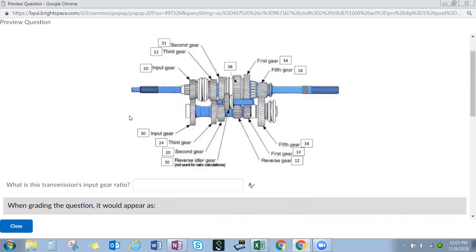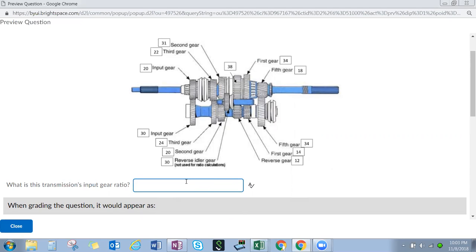As we come up to our problem here, it's asking for the input ratio, so we know that this is the drive gear and this is our driven gear. This gear is turning this counter shaft gear. So that means this is our drive gear and this is our driven gear. And our formula is driven over drive. So our driven teeth should be 30 over our drive teeth, which is 20. So you do the math, you come up with 1.5 to 1 for a gear ratio.